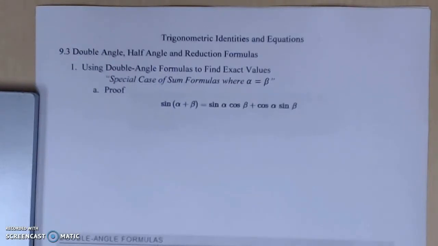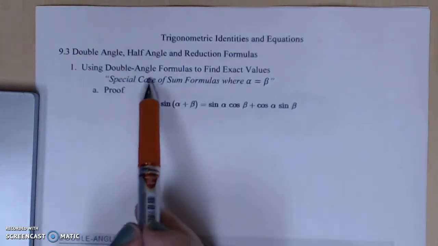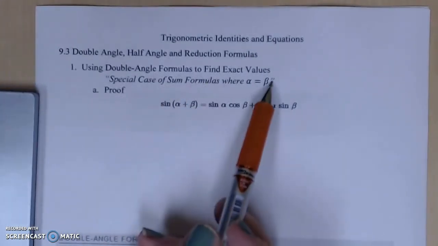In 9.3, we're continuing to look at trig identities and different equations. So we're going to be doing similar processes to other sections of proving identities and simplifying, but also pulling in our unit circle and doing a couple of things. So the first thing I want to do is look at using our double angle formulas to find exact values.